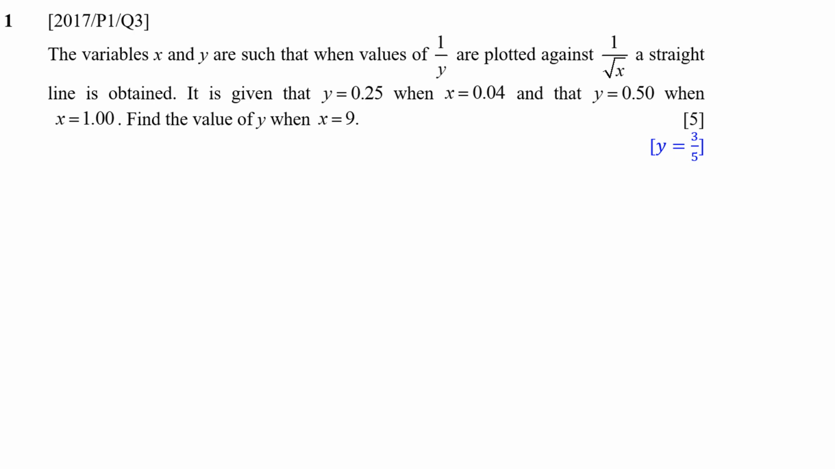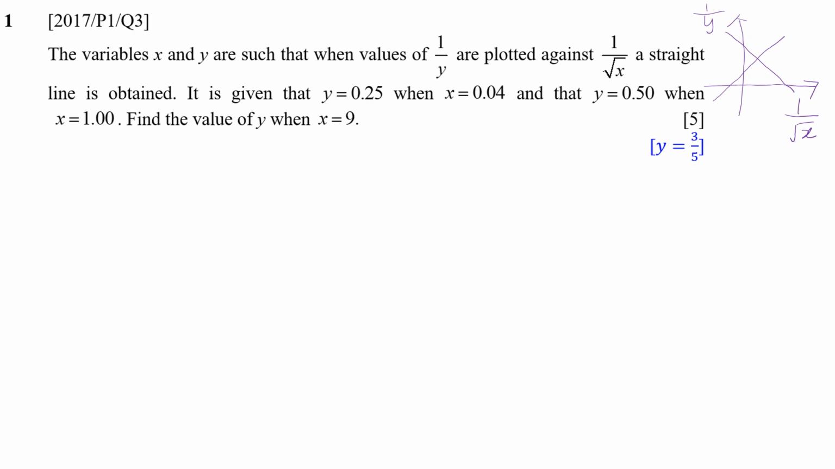Question 1, we don't need graph paper. This is just problem solving. You're given two variables x and y such that when 1 over y is plotted against 1 over square root x, a straight line is obtained. So what it means is that on your usual x-axis, it's 1 over square root x. On your usual y-axis is 1 over y. And when such a thing happens, you will get a straight line. We're not sure whether it's a positive gradient or negative gradient, so it can be in this direction or it can be the other direction. Okay, so basically this is the information that you're given.